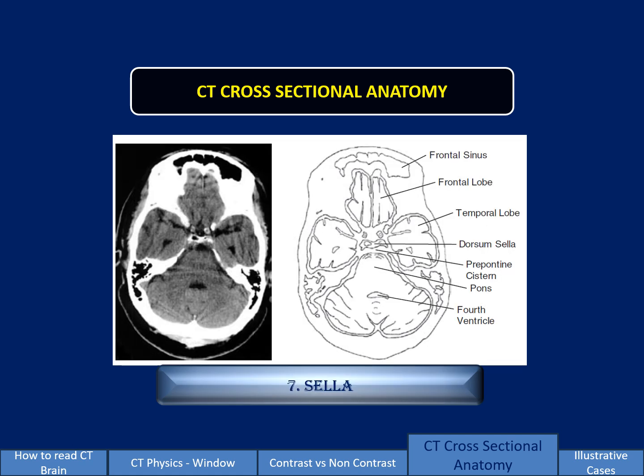Seventh section is the sella, in which we are able to see the prepontine cistern. This is the dorsum sellae, this is the pituitary stalk, and this is where the pituitary gland is. Any specific mass lesion of the pituitary needs to be particularly evaluated here in the axial as well as in the sagittal view. This is the frontal lobe.